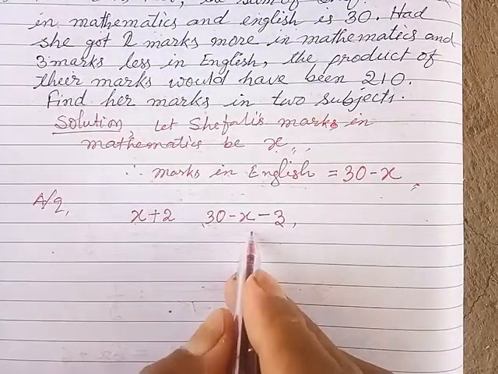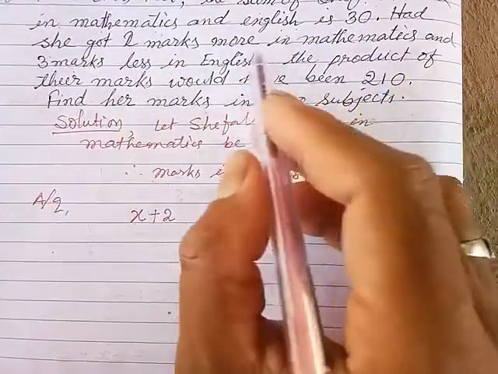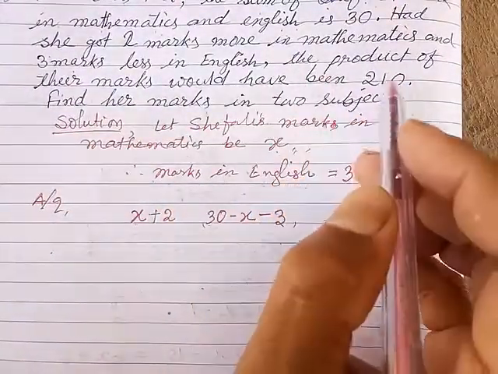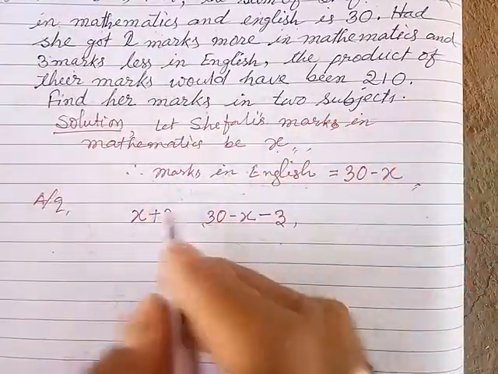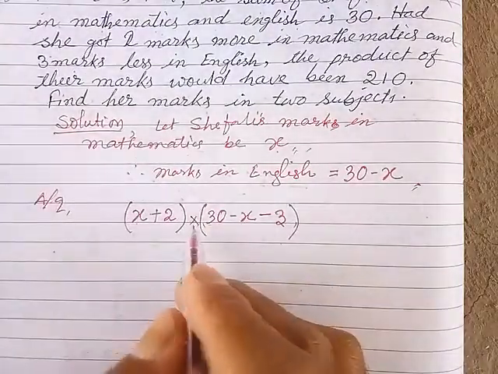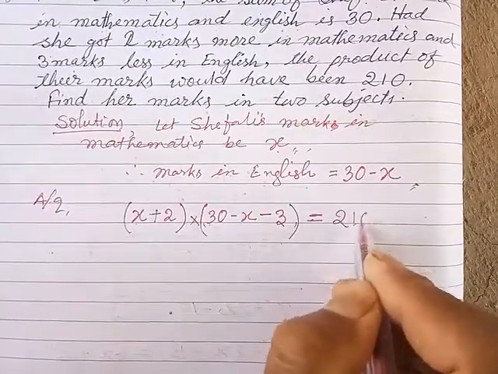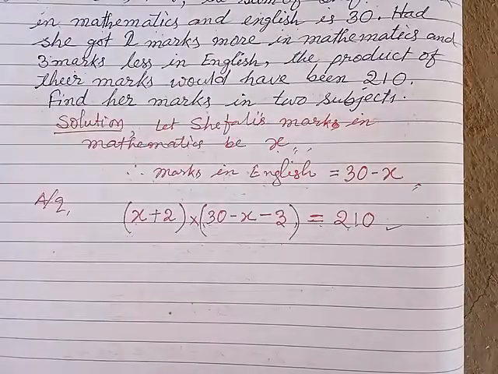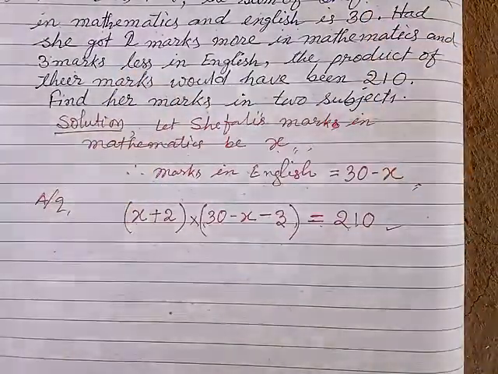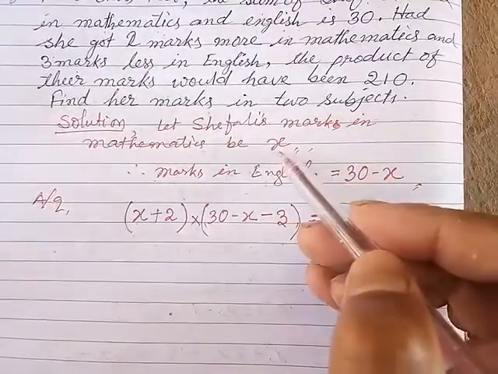Had she got 2 marks more in mathematics and 3 marks less in English, that means minus 3, the product of their marks, means multiply of their marks, would have been 210. That is equal to 210. This is the condition given in the question. Okay, so here X is the variable. Let us solve for X, then we can get mathematics marks and English marks.